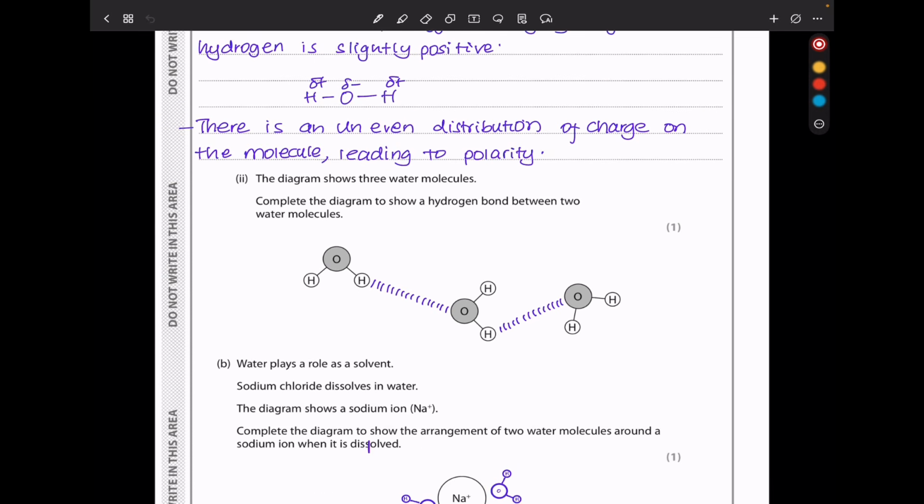The next I say the diagram shows 3 water molecules. Complete the diagram to show a hydrogen bond between 2 water molecules. You could just show a hydrogen bond, just one, between 2 water molecules. So if you use this one, the hydrogen bond should be between hydrogen and oxygen. If you want, you can even position the polarities, this being partially positive, like I represented them here, and the oxygen of this one being partially negative, so that the hydrogen bond forms between the hydrogen of one water molecule and the oxygen of the other.